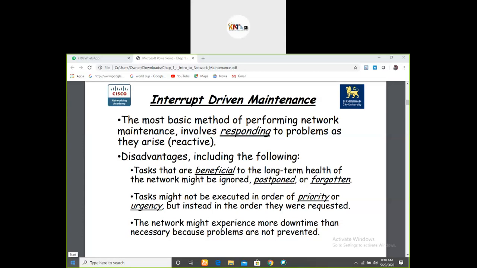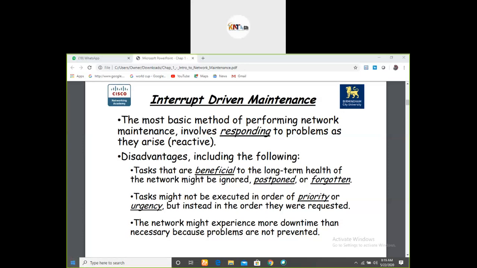So you realize that when an issue arises, before you try to solve it, your network will always be down. And one of the disadvantages is that the long-term health of the network might be ignored. It might be postponed or might be forgotten because you want to wait for the problem to arise before you find solutions to it, and therefore it will not be good for the long-term health of your network.